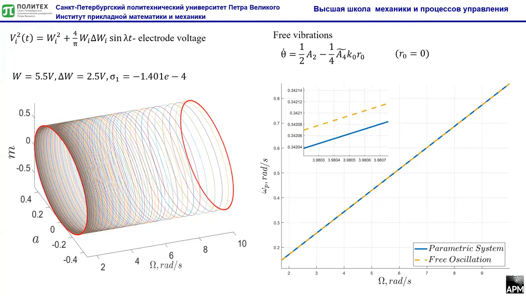Using the parameter continuation method in the MatCont software package, the dependence of the standing wave precession frequency on the angular velocity is plotted. The slide also shows the precession frequency of free oscillations of the resonator in the absence of a quadrature error. We obtained this expression a little earlier using the orbital elements. It can be seen from the graph that the precession frequency of the wave pattern of free oscillation is quite close to the precession frequency of parametric excitation, but the dependencies do not completely coincide.